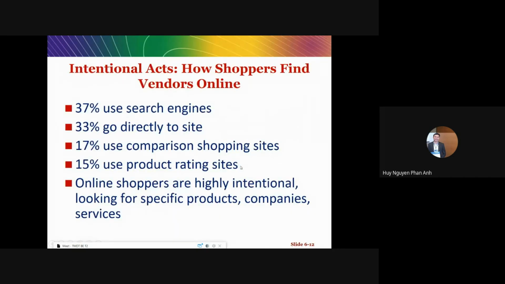How do shoppers find the vendors online? So usually they use search engines such as Google or Bing, and 33% go directly to the site. So they do know the website of the company, for example with shoes, they go to the Nike or Adidas website or apps directly. And they use some comparison shopping sites. Sometimes they want to compare, right? Some price, some features, and they use some product rating sites as well.